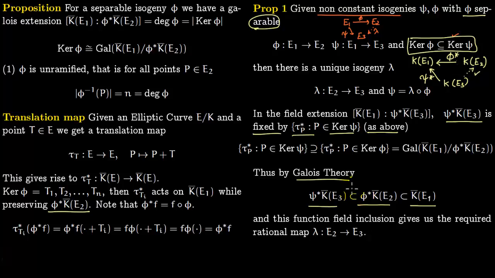So we have been able to construct this map right here using Galois theory. So ke3 to ke2: this you can write as psi star of ke3, and this you can write as phi star of ke2. And this function field inclusion gives us the required rational map lambda, which goes from e2 to e3. You can find all this on pages 73-74 of Silverman's book Arithmetic of Elliptic Curves.